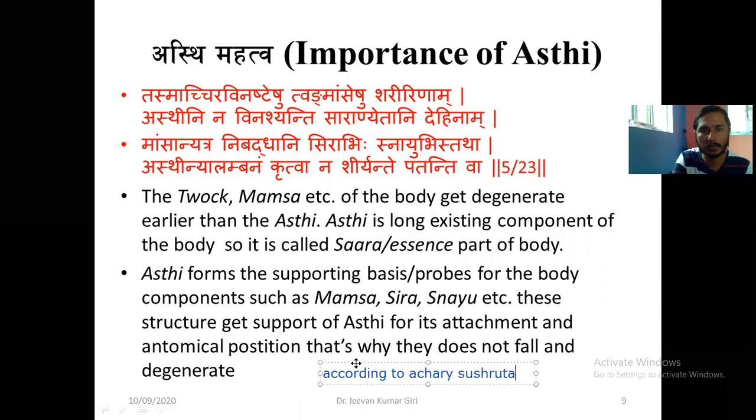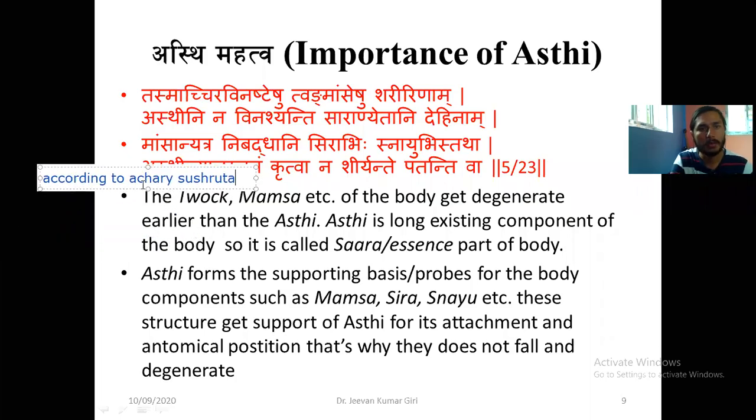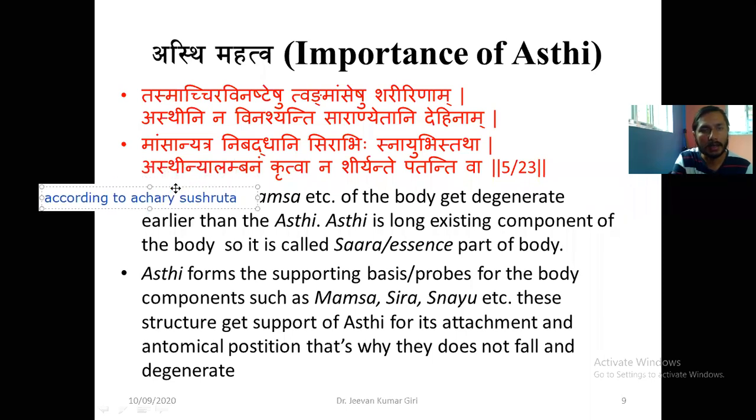According to Acharya Susruta, both are according to Acharya Susruta only. Now see here, the next sloka, or next importance, is mentioned like this by Acharya Susruta only. Mamsa anyatra nivaddani siravihi snayu vistata asti nayalambanam kritva nasiriyam te patantiva. See here, the importance of the asthi is mentioned here.